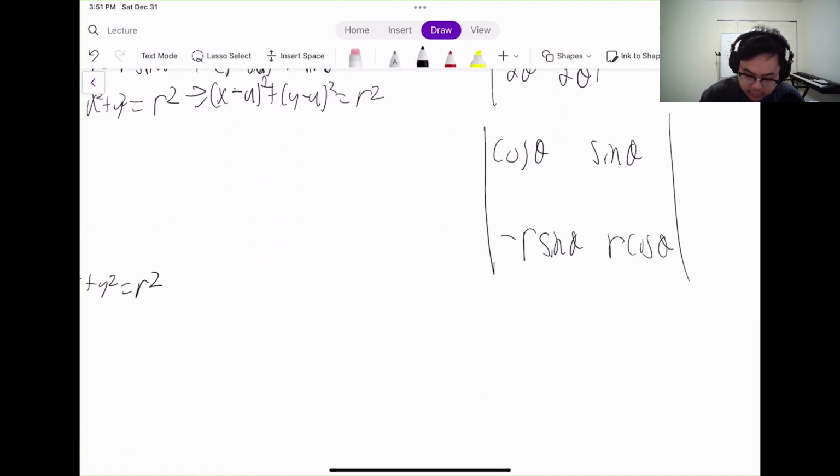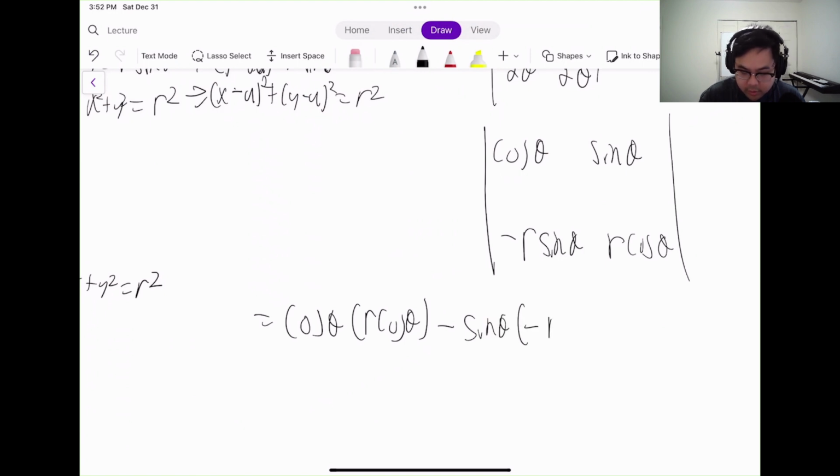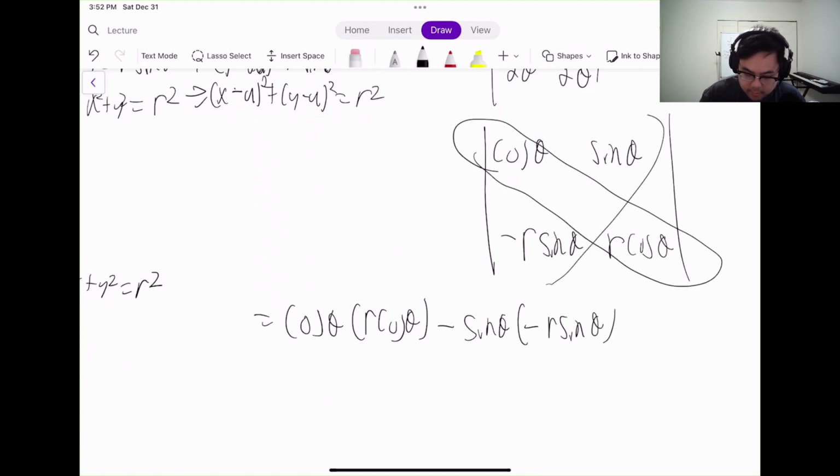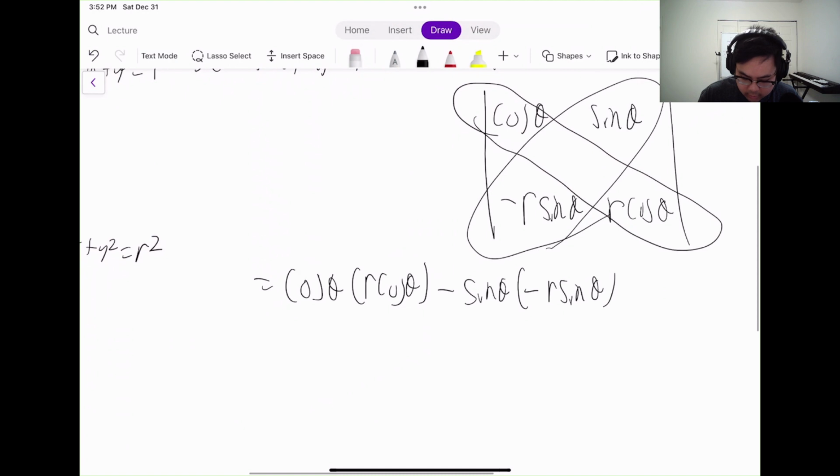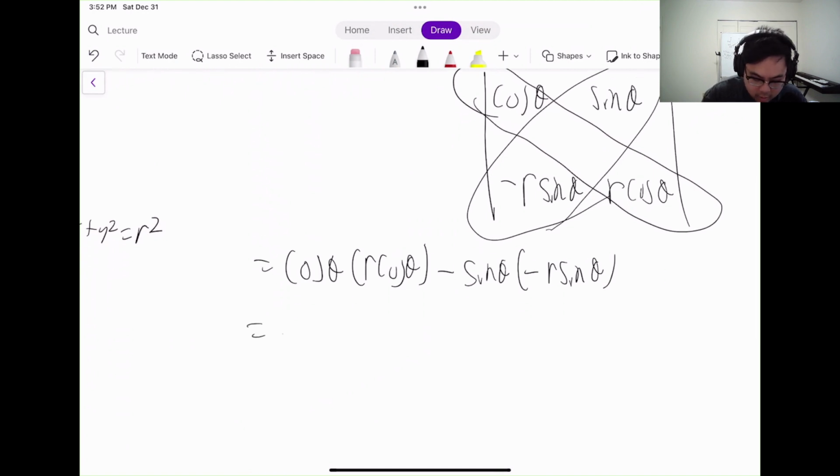Now we take the determinant. That's what these bars mean. We take the determinant. So what do we have? We have cosine theta times r cosine theta minus sine theta times negative r sine theta. What I just did is I took the major axis and I subtracted it from the minor axis, right? That's what we learned in linear algebra and Calc 3, okay? And so what do we have here? We have r cosine squared theta plus r sine squared theta.